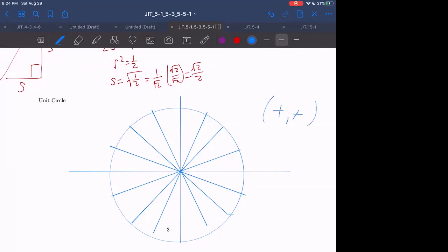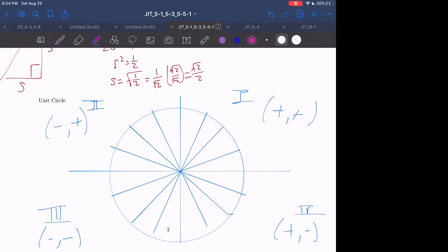But so our first quadrant will have both be positive. Second, your cosine will be negative, your sine will be positive. The third quadrant will both be negative. Fourth quadrant, cosine will be positive, sine will be negative. So we've got quadrants 1, 2, 3, 4. Okay, one way to remember that is that if you start in the first one and draw a C, your numbers follow around the C. But you need to make sure you know these signs.